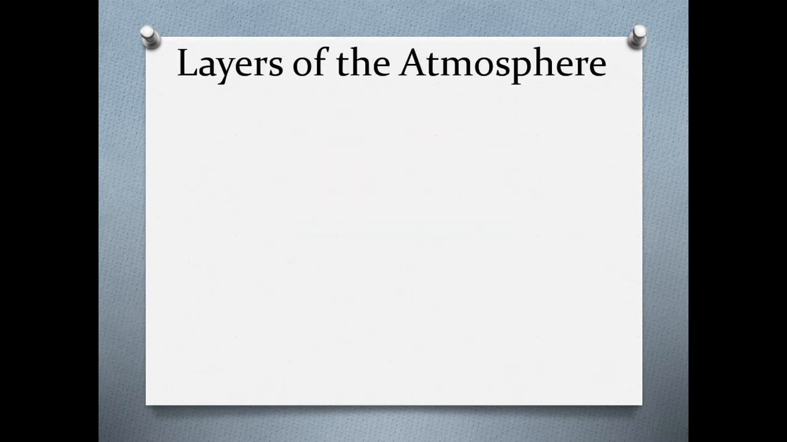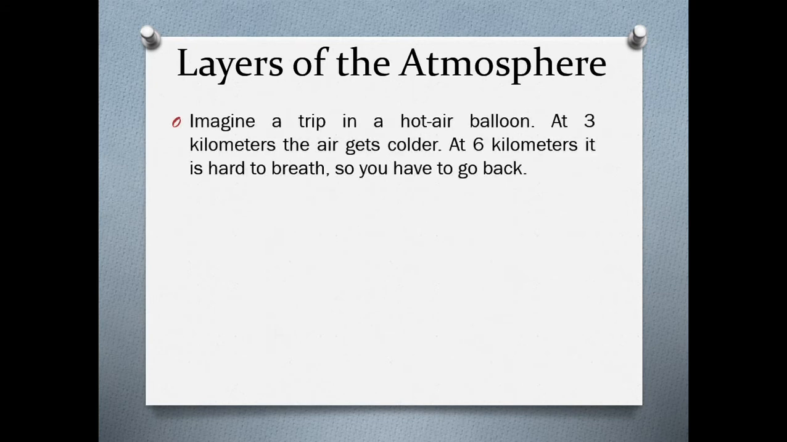The topic that we're going to study is layers of the atmosphere. The first thing we have here is: imagine a trip in a hot air balloon. At 3 kilometers, the air gets colder, and at 6 kilometers, it is hard to breathe, so you have to go back. This is caused by the effects of altitude and the different layers of the atmosphere.